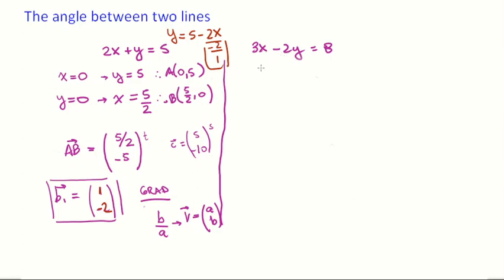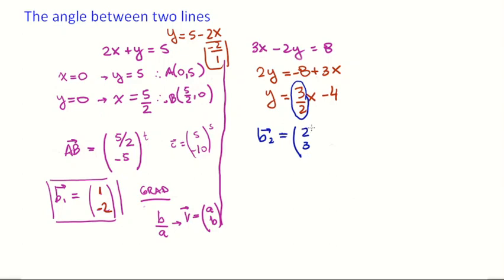Let's try and get 2y to be the subject first. So 2y will be minus 8 plus 3x, right? And then we divide everything by 2, so negative 4. I could have the 3 halves of x first, minus 4. So where's our gradient? Well, it's here. Since our gradient is 3 over 2, our direction vector, for this one I will call b2, would be, all of them are positive, so it's 2, 3.